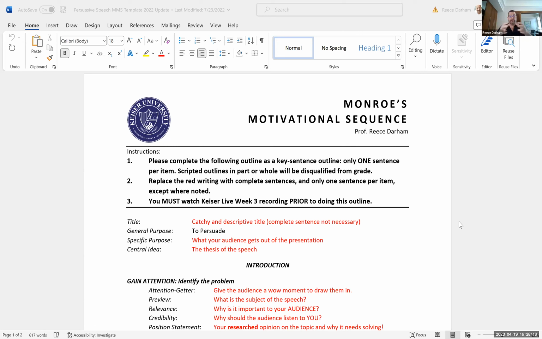The reason it's not good is because when we get into the problem step and the satisfaction step, you're just going to have repetitive content. We can't have repetitive content. Again, your audience is not going to be persuaded by that.